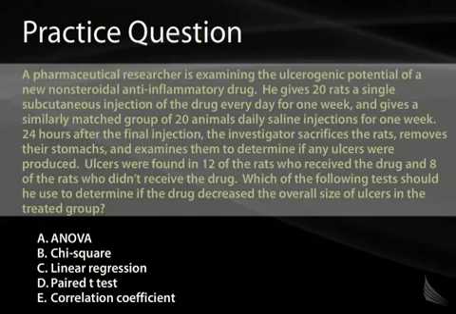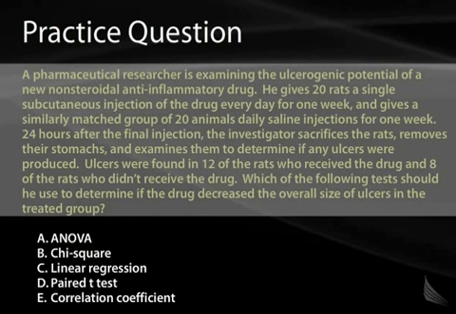Practice question. A pharmaceutical researcher is examining the ulcerogenic potential of a new non-steroidal anti-inflammatory drug. He gives 20 rats a single subcutaneous injection of the drug every day for 1 week, and gives a similarly matched group of 20 animals daily saline injections for 1 week. 24 hours after the final injection, the investigator sacrifices the rats, removes their stomachs, and examines them to determine if any ulcers were produced. Ulcers were found in 12 of the rats who received the drug and 8 of the rats who did not. Which of the following tests should he use to determine if the drug decreased the overall size of the ulcers in the treated group?